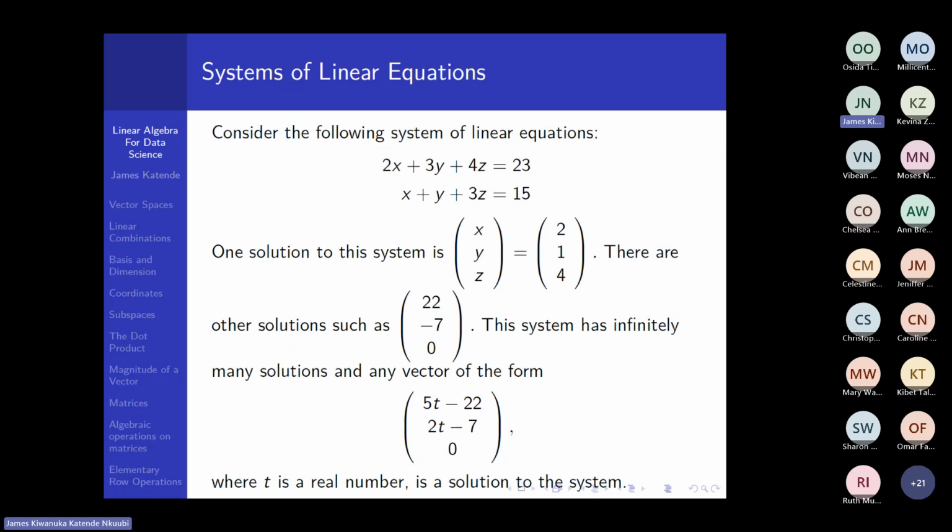so for instance, if t is 1, then we'll have 5 minus 22. What will that be? Minus 17, I think. Then 2 minus 7 will be minus 5. And then the last one is 0. So that gives you a solution. So any value of t that you plug in here will give you a solution. And there are infinitely many values of t, because t is any real number. So this gives you an infinite number of solutions for this system.